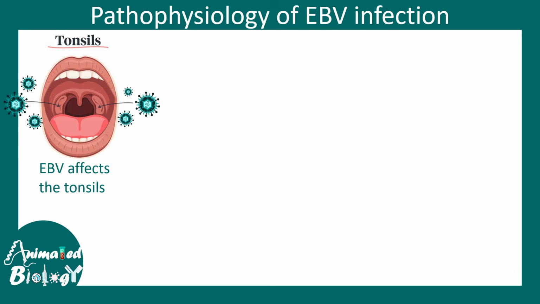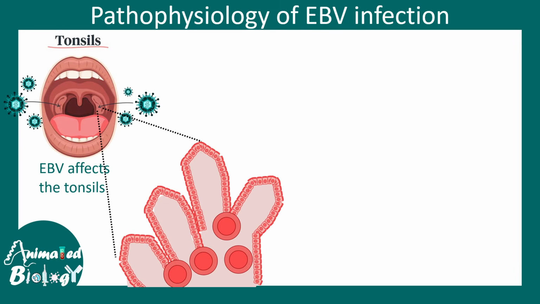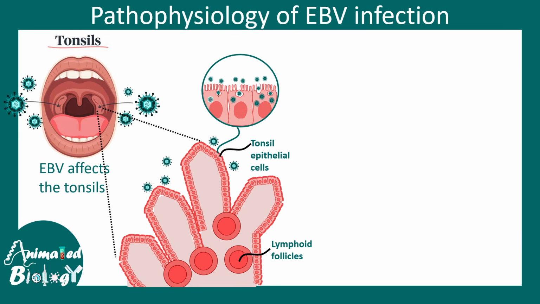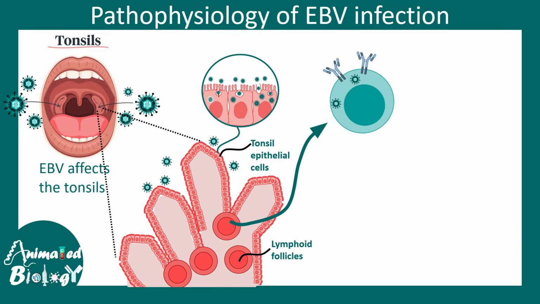Here we look at the zoomed version of the tonsils. There are tonsillar epithelial cells and lymphoid follicles. This virus can primarily affect the tonsillar epithelial cells. Eventually, the B cells sitting in these lymphoid follicles can also get affected. The virus has an infection phase, eventually a latency phase, where the virus is dormant and can last for 2 to 6 weeks or even years.